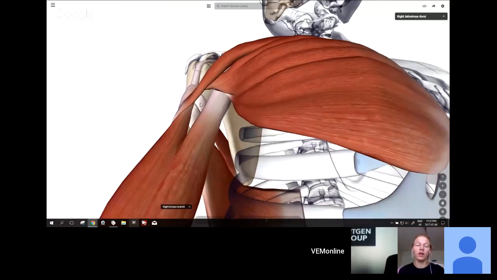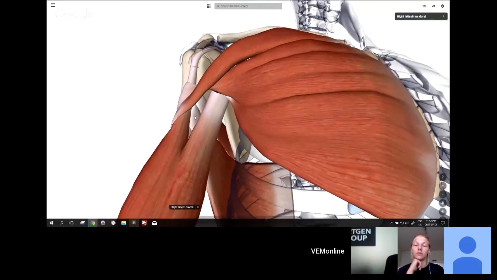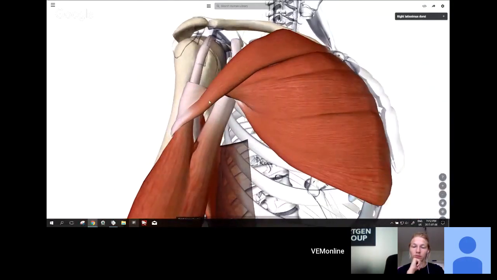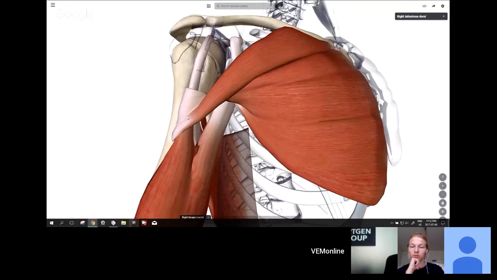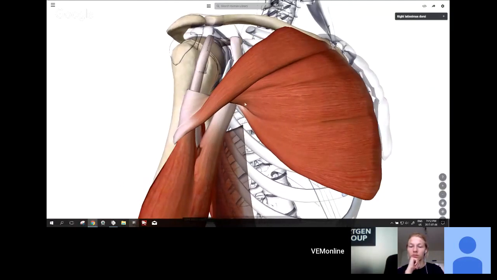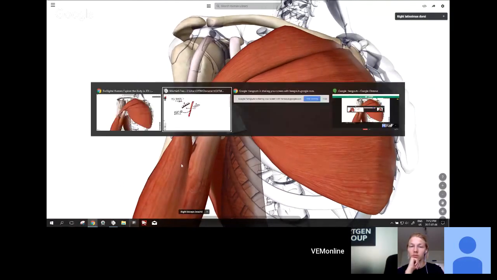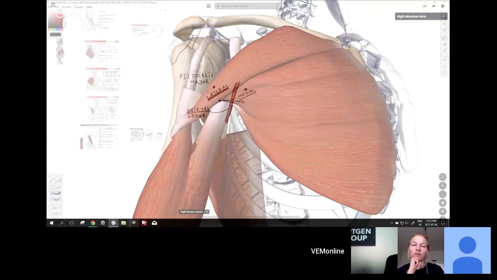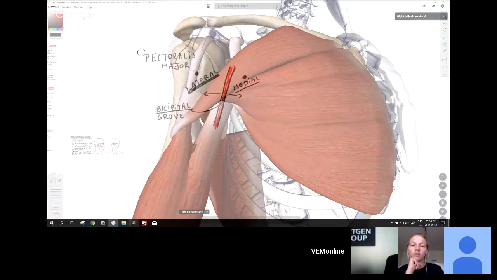The higher one is teres major. The lower one right there is part of latissimus dorsi, and that's the attachment of latissimus dorsi. And here we can see the pectoralis major, and we'll talk about pectoralis major in a bit. Let's go back to the screen share.